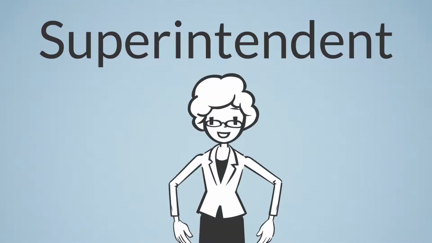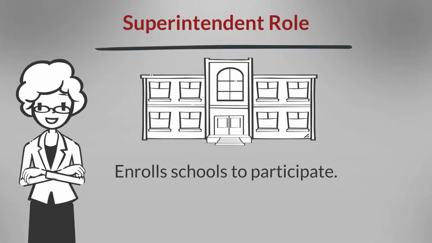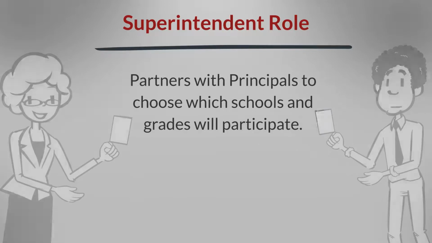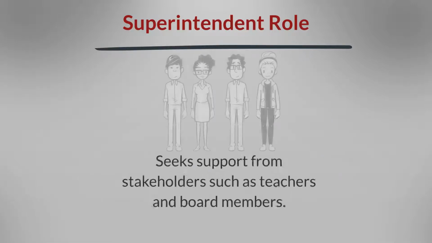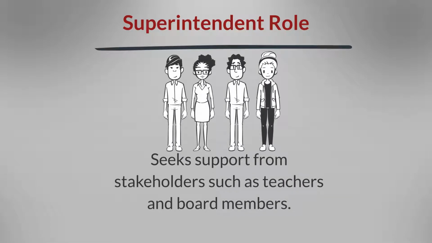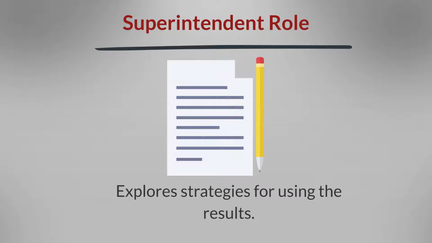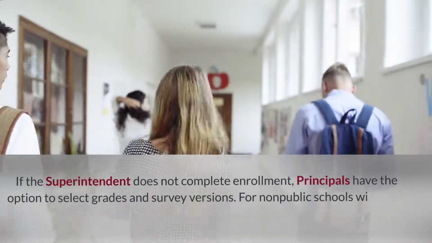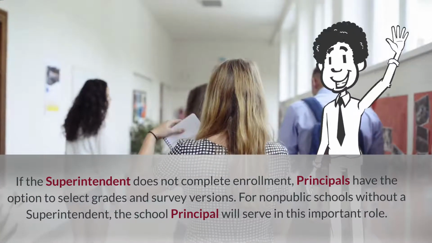Superintendent. The school district superintendent is central to a successful OHYES. The superintendent enrolls schools to participate, partners with principals to choose which schools and grades will participate, determines which version of the survey will be administered in each school, seeks support from stakeholders such as teachers and board members, and explores strategies for using the results. If the superintendent does not complete enrollment, principals have the option to select grades and survey versions. For non-public schools without a superintendent, the school principal will serve in this important role.